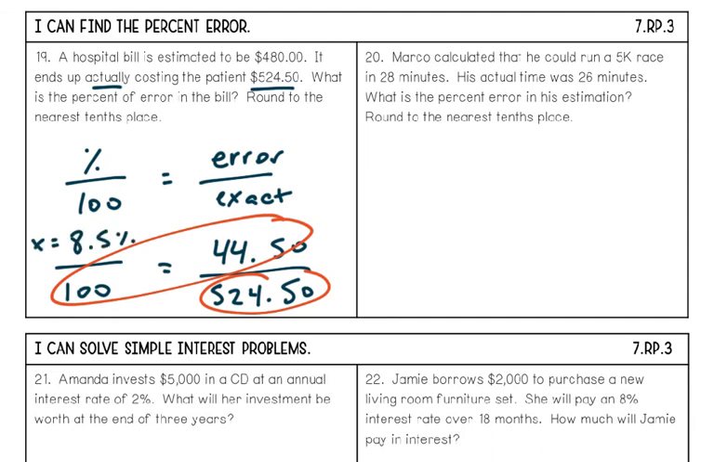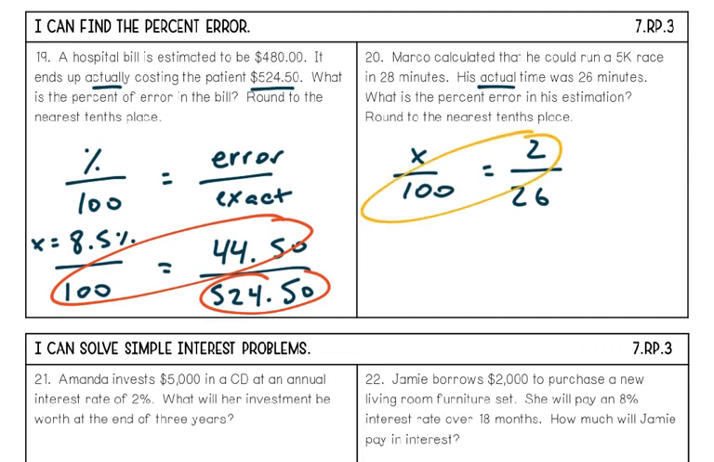Using that same formula, I'm solving for the percent out of 100, and I know that he was off by 2 minutes because 28 minus 26 is 2. And that's over the exact time, which was 26, because it says his actual time was 26. And then just like the last one, I cross multiply and divide to solve. When I do that, I get 7.7%.